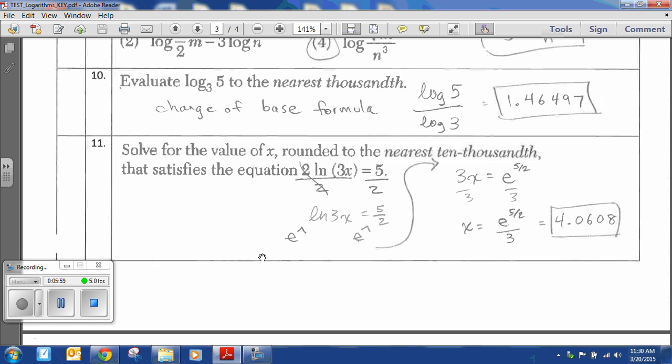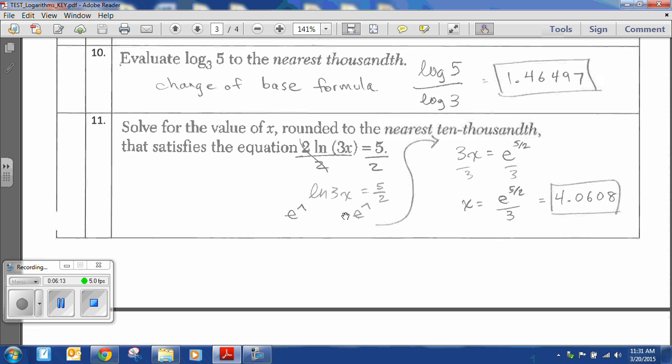And finally, number 11, here we have the ln in the equation. We're trying to get x by itself, so the opposite of ln is e. So first we isolate ln of 3x, divide both sides by 2. And then when we take the e of both sides, we are basically changing ln 3x equals 5 halves into exponential. This becomes an exponent, and e is the base.